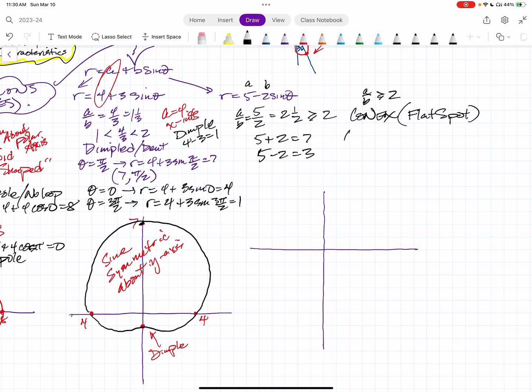So here we go again. If theta is equal to, let's say, pi halves, where sine is the max, what do we have? We have r equal to 5 minus 2 times the sine of pi halves. Sine of pi halves is 1, times 2 is 2, 5 minus 2 is 3. So 3 comma pi halves is on the graph, which is up here. So you go up 3, and there's your flat spot right there.